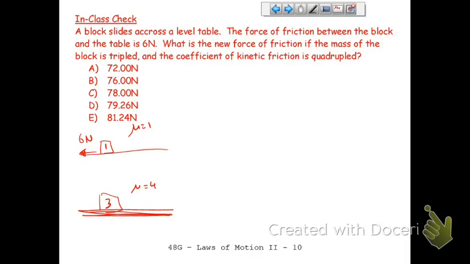As engineers, you often don't know the absolute numbers. You just know you double that and you have that. This is how you do it. First of all, you've got to know the equation. We're talking here about a block on the table that slides across. FF is equal to mu k times Fn.